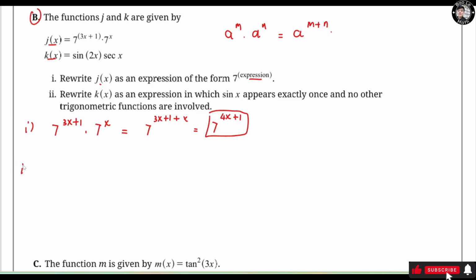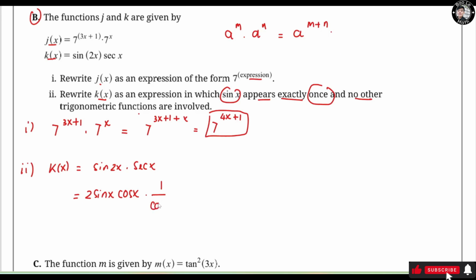Now question 2i. Rewrite k of s as an expression in which sine s appears exactly once and no other trigonometric functions are involved, right? So we have k of s equals sine 2s times secant s, right? Now sine 2s equals 2 sine s times cosine s, right? Secant s equals 1 over cosine s, right? This guy and this guy cancel out, so the answer must be 2 sine s, right?